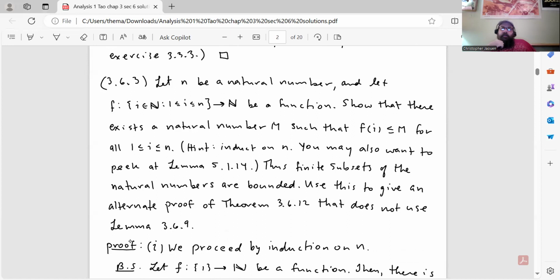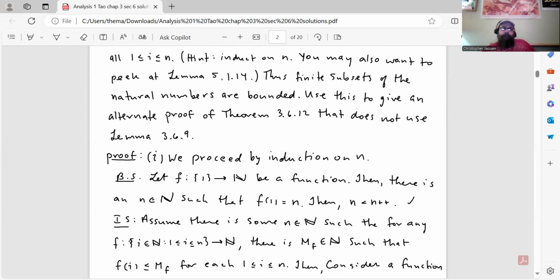3.6.3, let n be a natural number, and let f from the set of natural numbers between 1 and n to the natural numbers be a function. Show that there exists a natural number m such that f of i is less than or equal to m for all i between 1 and n. He gives a hint here. He says induct on n. You may also want to peek at lemma 5.1.14, which I won't bring up here. We haven't gotten up to chapter 5 yet, but anyway, the proof follows the way that I did it. So thus, finite subsets of the natural numbers are bounded. Use this to give an alternate proof of theorem 3.6.12 that does not use lemma 3.6.9. Theorem 3.6.12 says that the natural numbers have infinite cardinality.